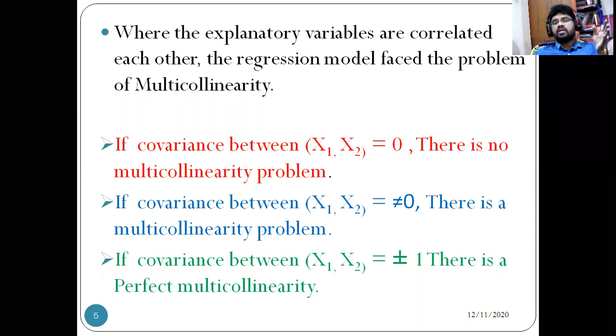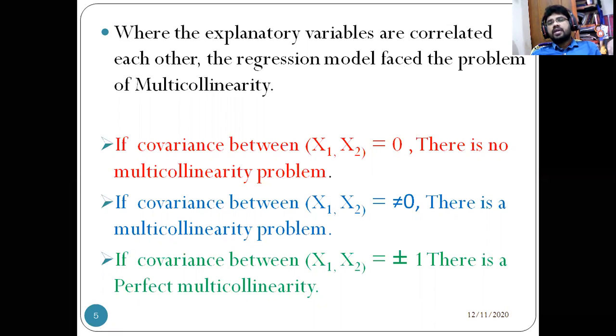That is nothing but the relationship between the x1 and x2 variables. If it is equal to 0, when you find that the relationship between the two independent variables is equal to 0, we can conclude that there is no multicollinearity. But if the covariance between x1 and x2 is not equal to 0, it may be a plus or minus value, not equal to 0, then we can find there is some multicollinearity problem.